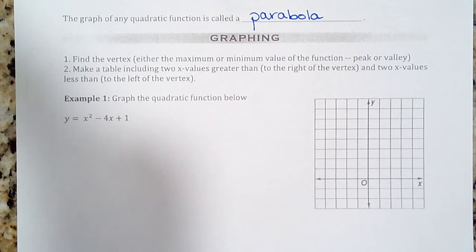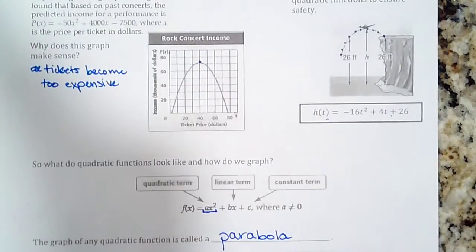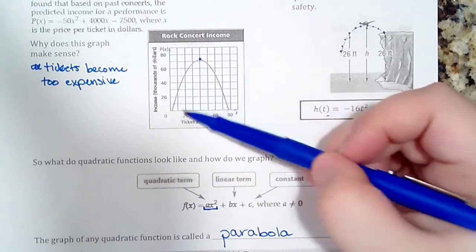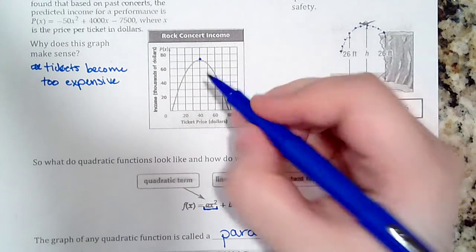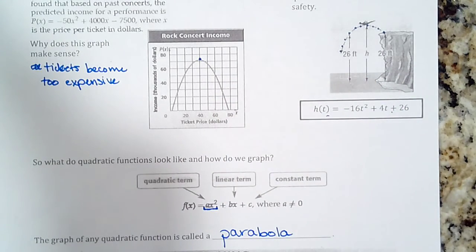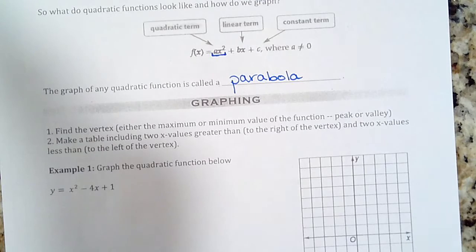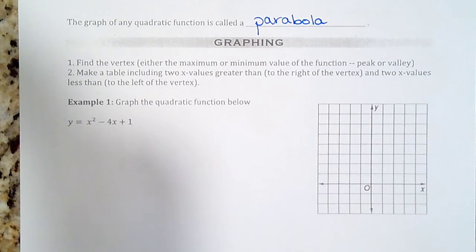So how do we graph these parabolas now that we kind of understand what they're used for? Well, we start by finding the vertex, and that's either the maximum or the minimum of the function. Let's jump back up here. Does this graph have a maximum or does it have a minimum? Because there's a maximum point, there's a peak on our graph, this has a maximum. So the first thing we need to do is find the vertex. Now, how do we do that?